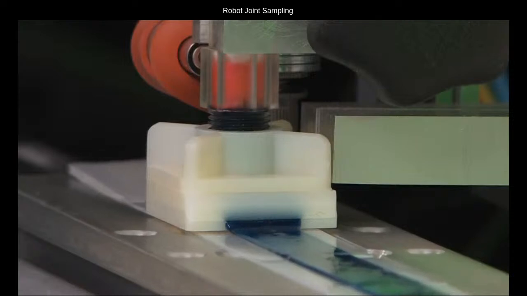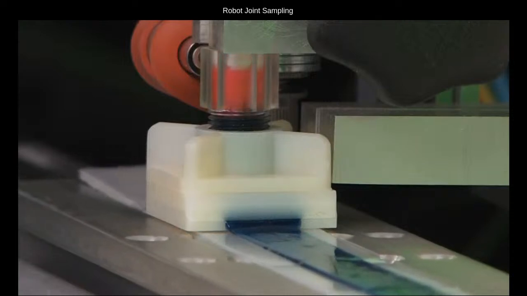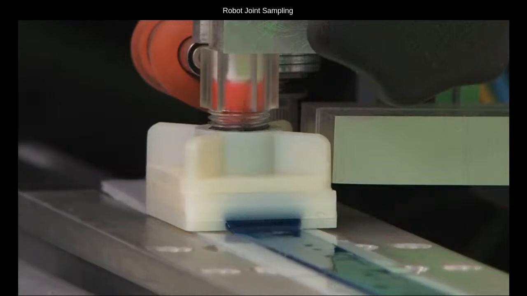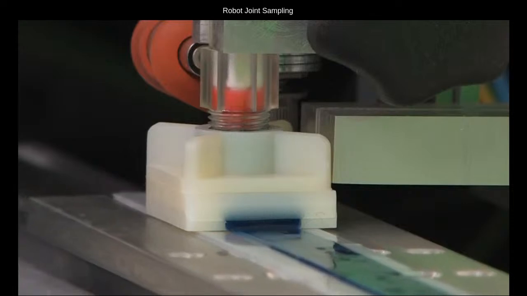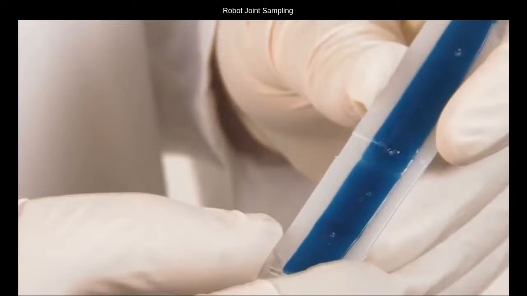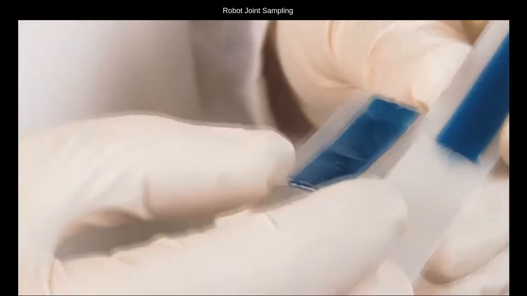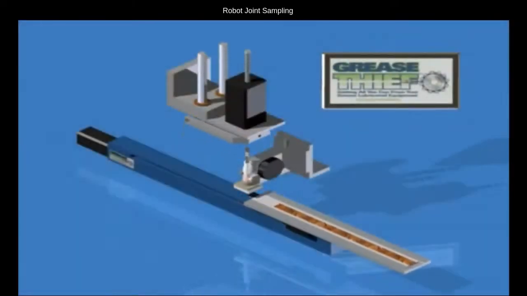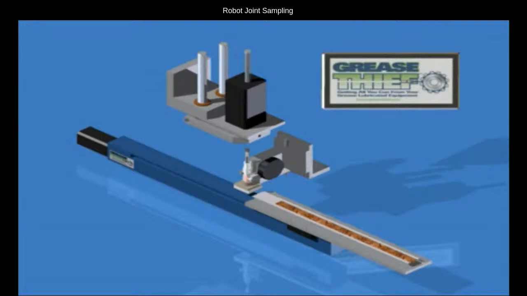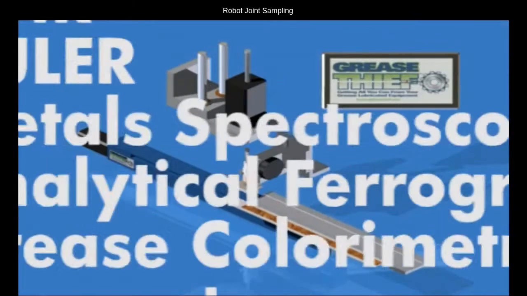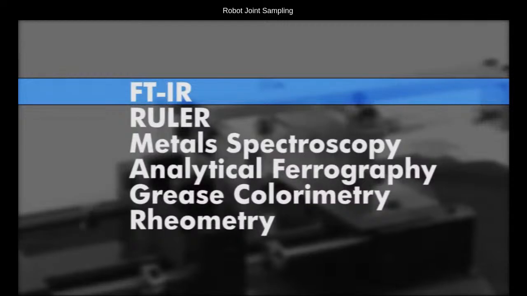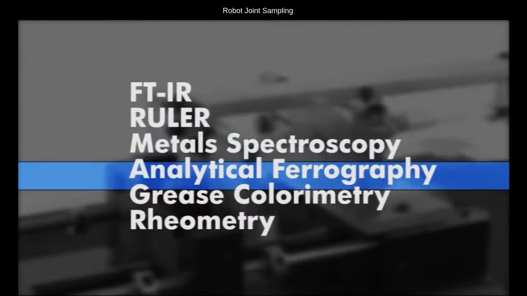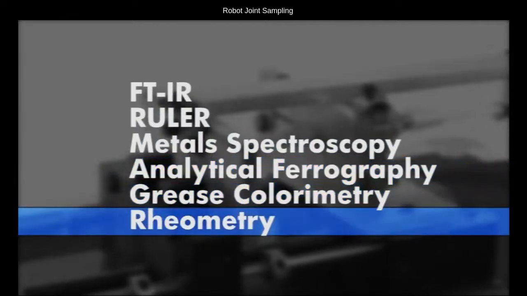In the final phase of the extrusion, the grease is squeezed through a 40,000th inch wide slot to create a uniform thin film that is deposited onto the specially designed substrate. The substrate has peel-away sections, each containing 0.25 grams of grease, which can be conveniently moved to other testing stations around the laboratory. Up to 6 other laboratory tests can be done with a single substrate, including FTIR, ruler, metal spectroscopy, analytical ferrography, grease colorimetry, and rheometry.